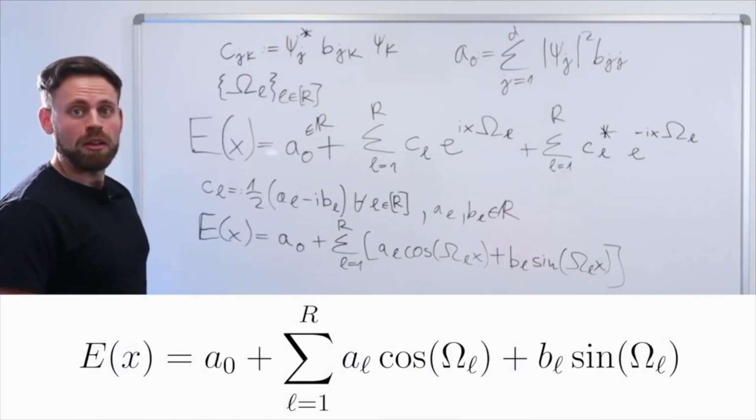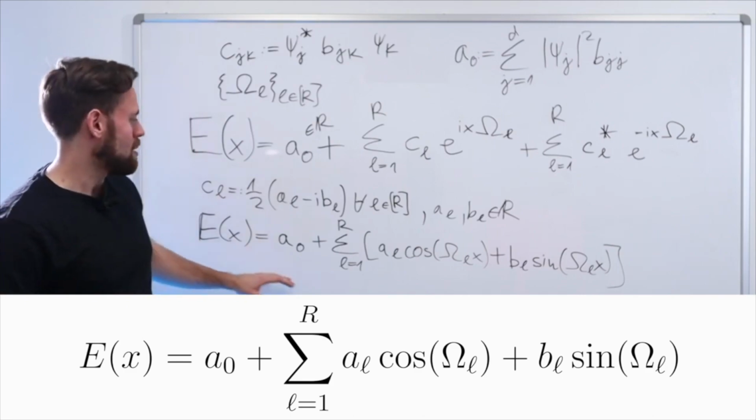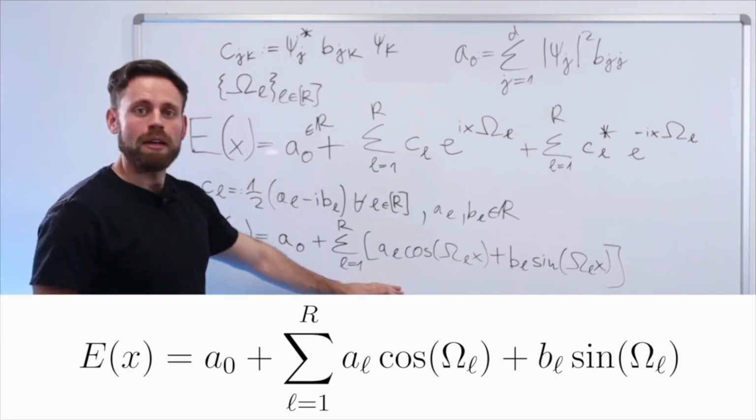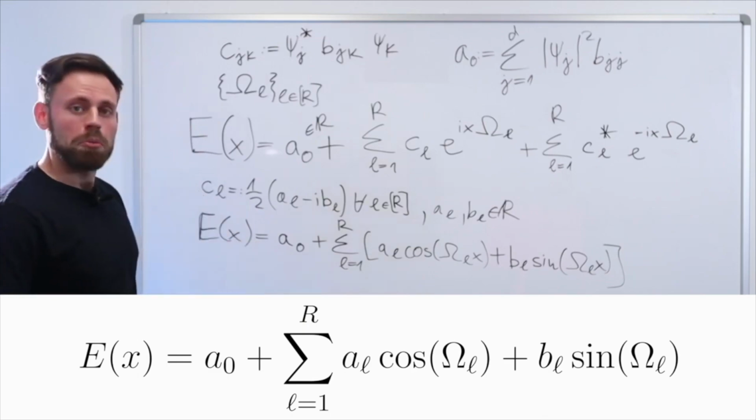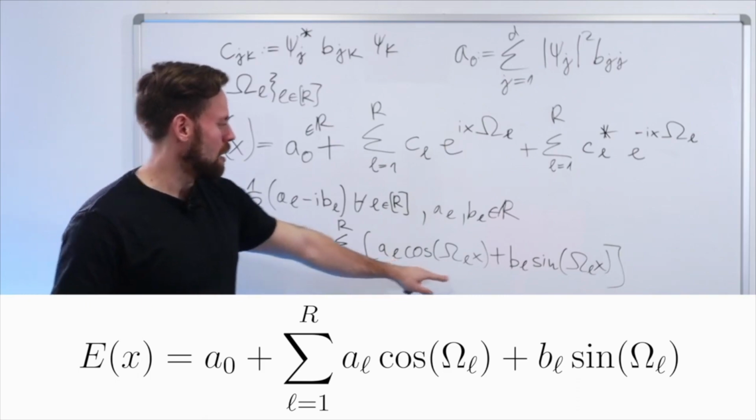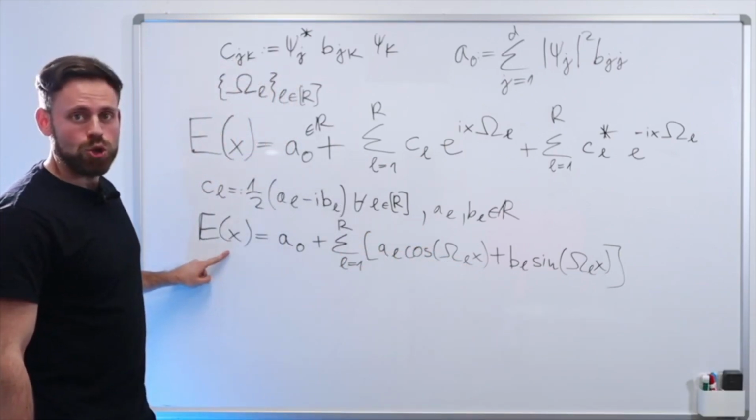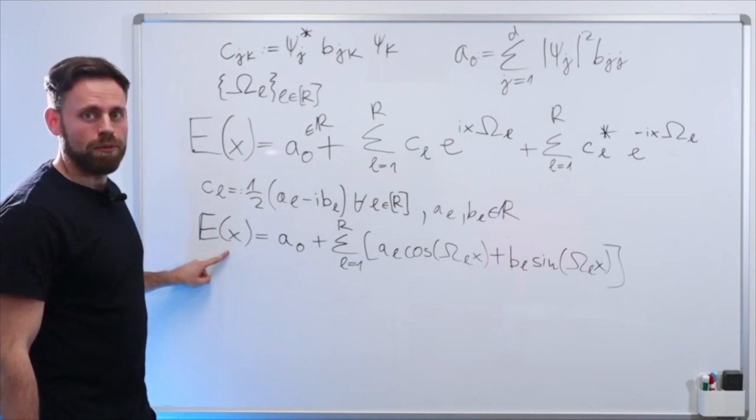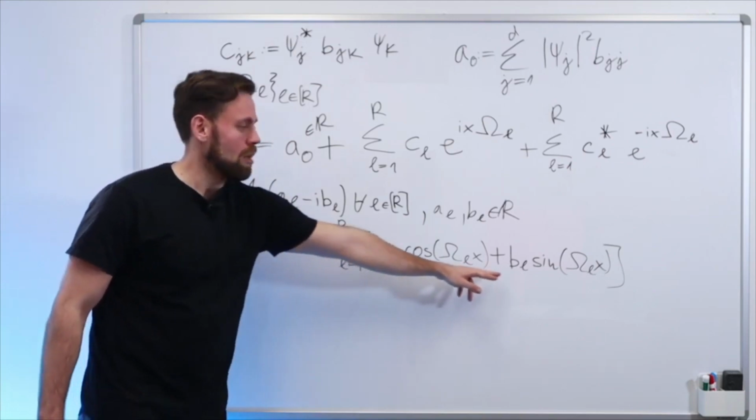So what we've done here is we've written the expectation value Ex as a Fourier series, where this Fourier series will have finite terms. The cool thing about this is that in order to determine these AL and BL coefficients, we can evaluate the expectation value Ex finite number of times, and through discrete Fourier transform, we can determine these coefficients.